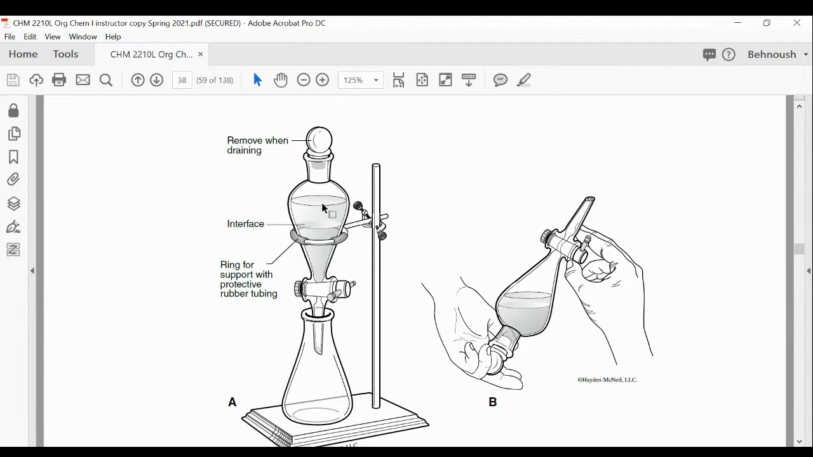So when you are performing the experiment, at the beginning you have to bring the mixture of the components, because extraction can be used for two purposes. One is the separation. So let's say you have a mixture of two compounds and you want to separate them. That's basically what you are doing in this experiment.